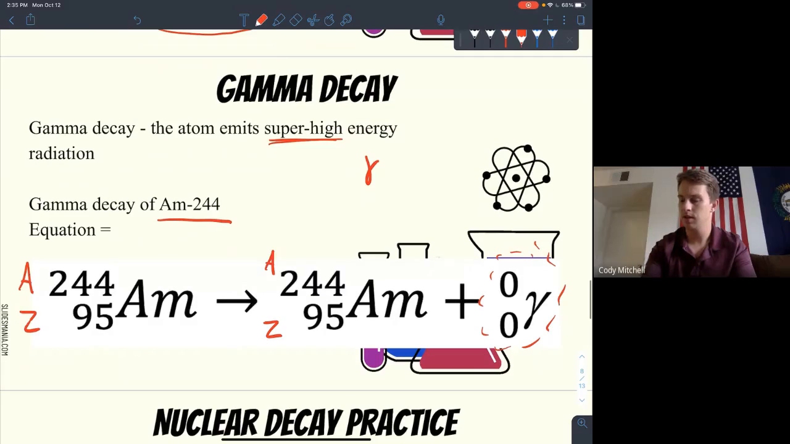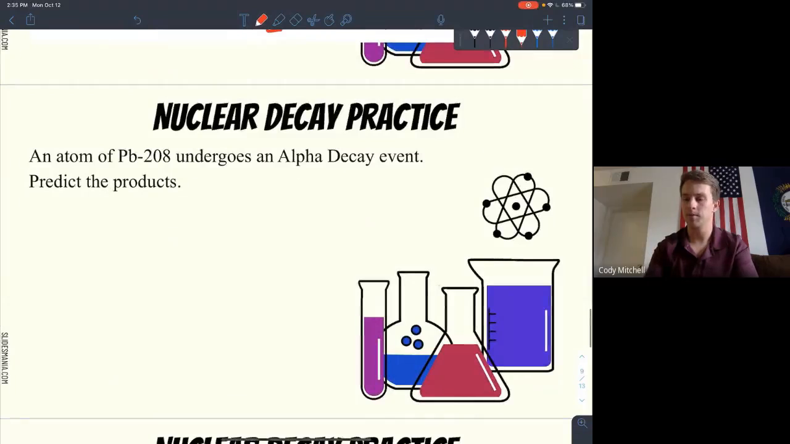So let's do some practice problems. It says an atom of Pb208, lead-208, undergoes an alpha decay event. Predict the products. So first thing I've got to do is write my element symbol, which is Pb, that's lead.